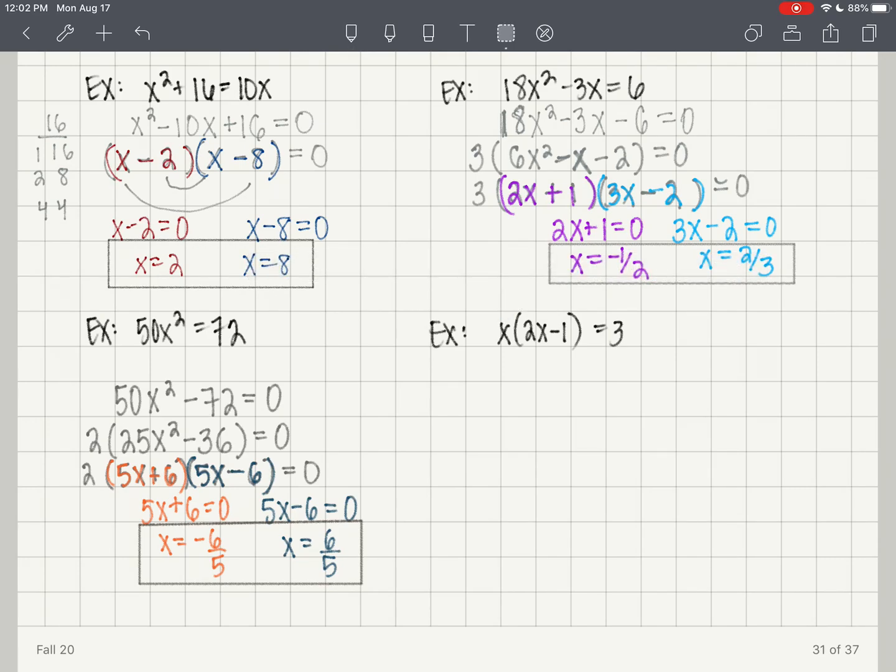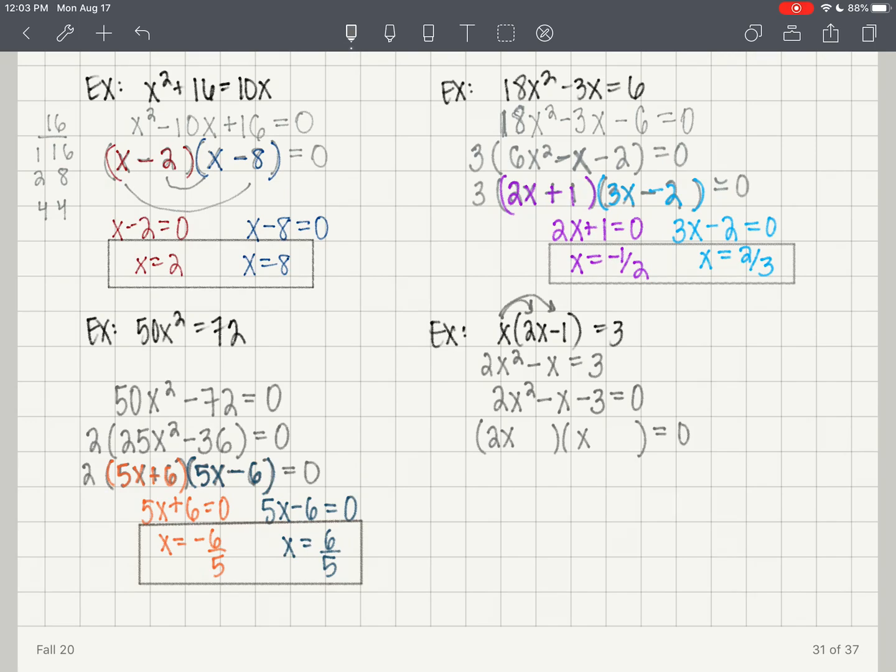So I'm going to distribute this x, and I'm going to subtract 3 from both sides. So when I distribute the x, I get 2x squared minus x equals 3. I'm going to subtract the 3, so I get minus 3 equals 0. So 2x squared minus x equals 3, and then subtract 3 from both sides. We'll factor.